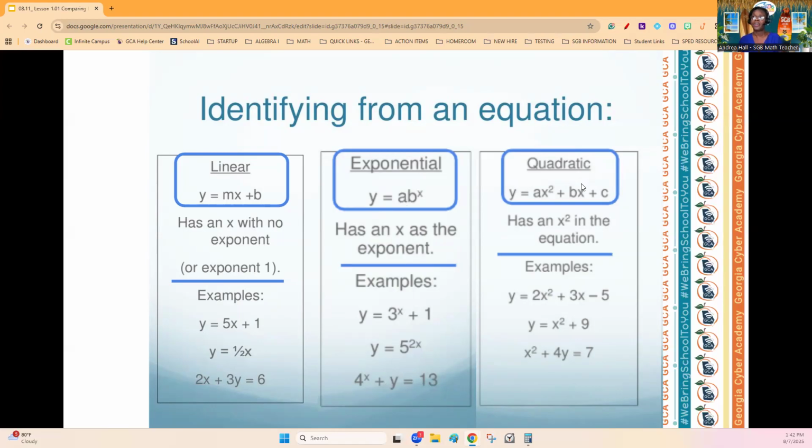And here's a quadratic function. Y equals ax squared plus bx plus c. It has an x squared in the equation. The highest exponent is x squared. So for example, y equals 2x squared plus 3x minus 5. Y equals x squared plus 9. X squared plus 4y equals 7. So these are examples of quadratics. So take a look at them, write them down, make a table, make 3 columns so you can characterize linear, exponential, quadratic, compare them. Okay.